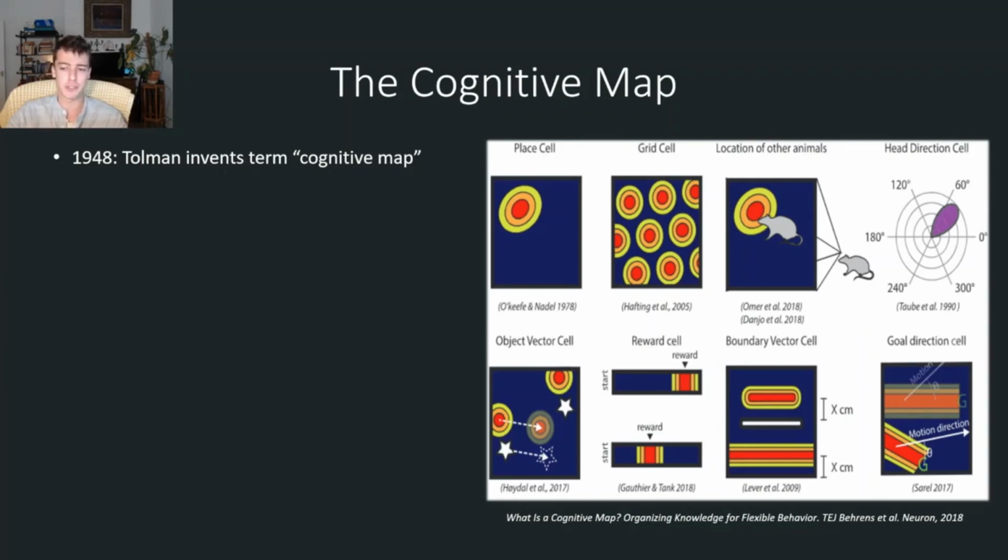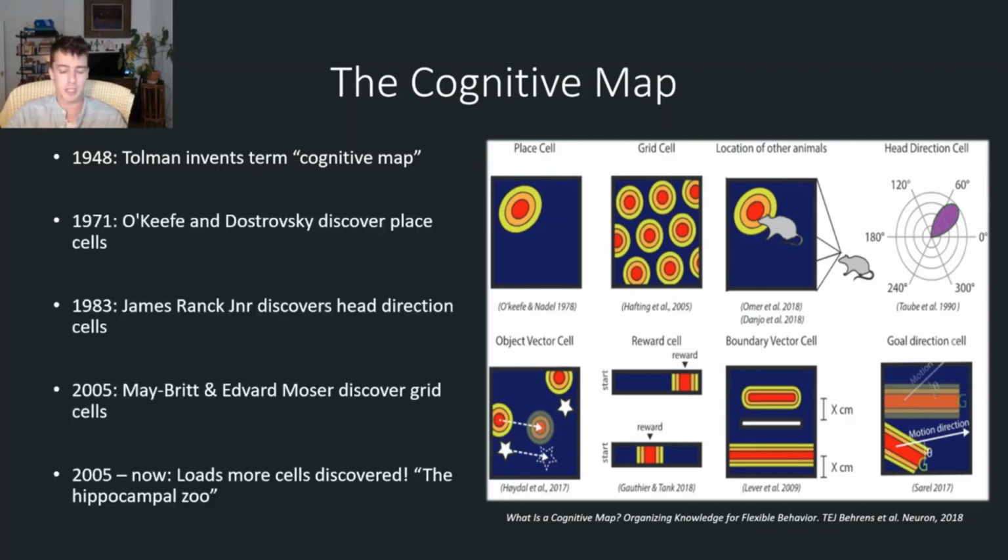The idea was really influential and has since been supported by the discovery of many other neurons with spatially biased firing activity, which are now thought to be used by the brain in its construction and maintenance of these cognitive maps. So feel free to pause the video here to get a more comprehensive idea of the history of and the cells believed to be involved in the cognitive map.